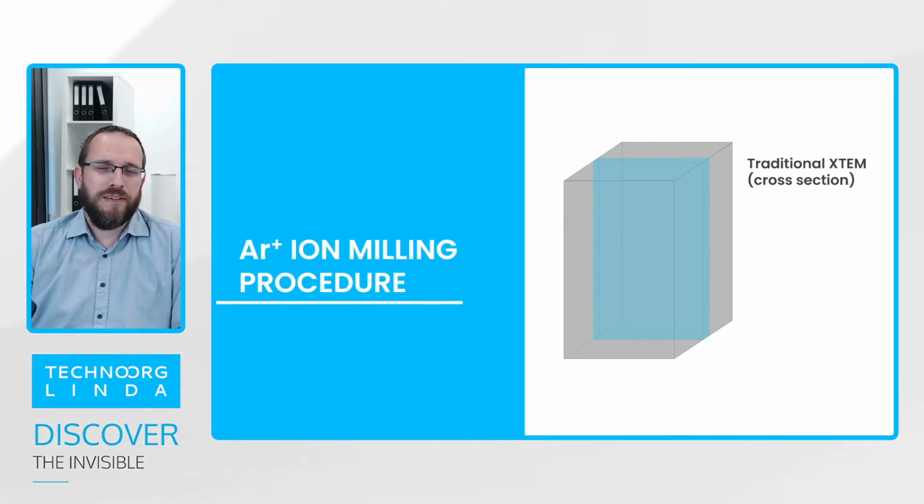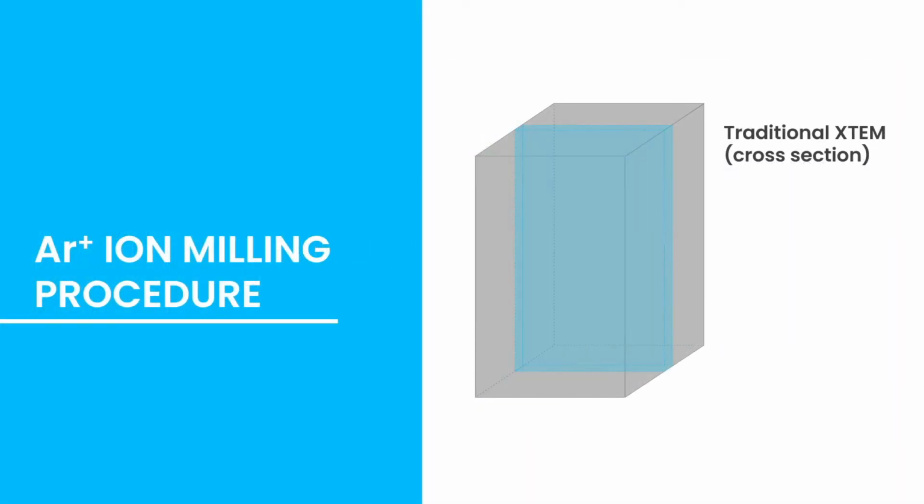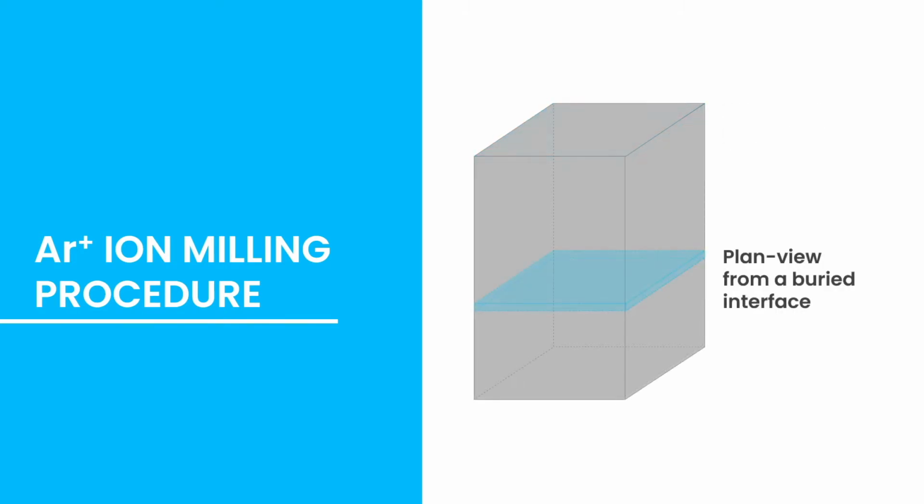Okay, and here is how we start a preparation. So first, we should decide in which orientation we want to see our sample in the TEM. If we imagine this brick with the top side as a thin film, then this section on this picture would be a cross section. This one would be a traditional plan view, and you can also mill the upper and lower part with the ions, and then you will end up with a plan view from a buried interface or something like that.